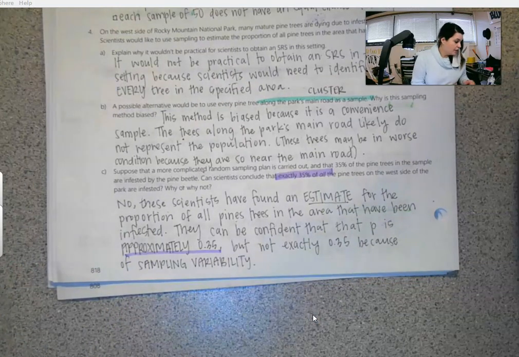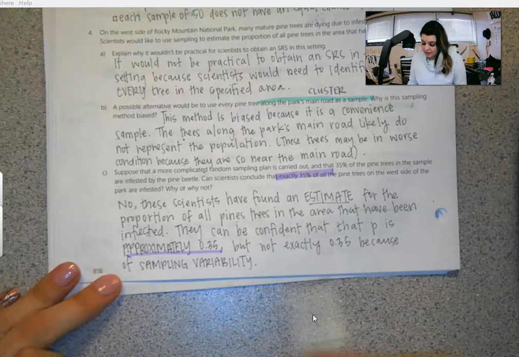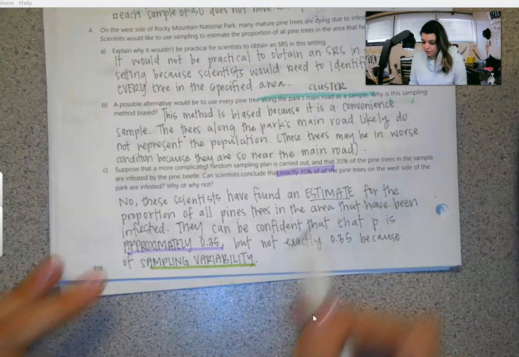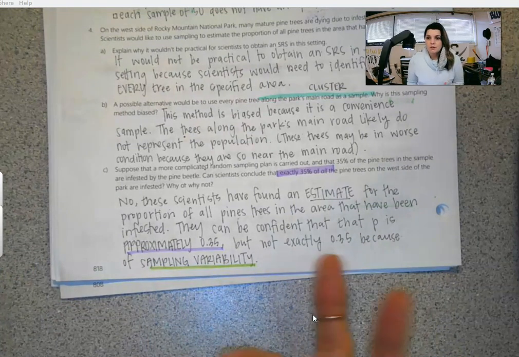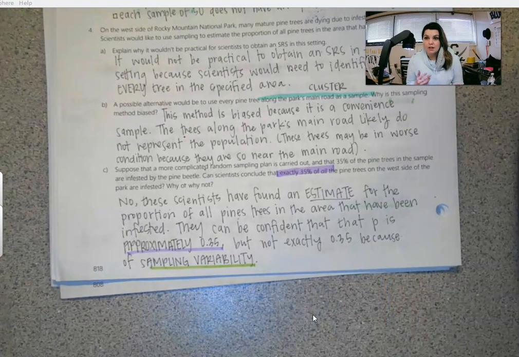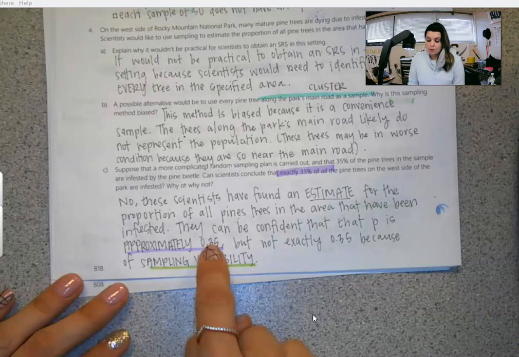We know that if we took another sample, we would likely get an estimate that is different. So for this sample, we got 35%, but it's completely reasonable that we would take another sample and get 34%, and another sample and get 36%, because that's how sampling works. Often, our samples will produce different estimates, which is why we say it's approximately 35%.